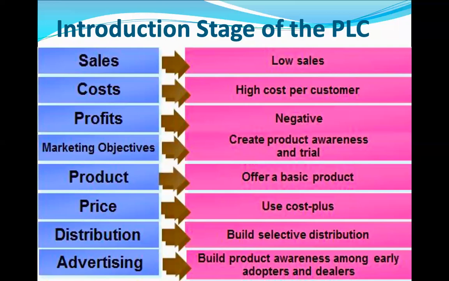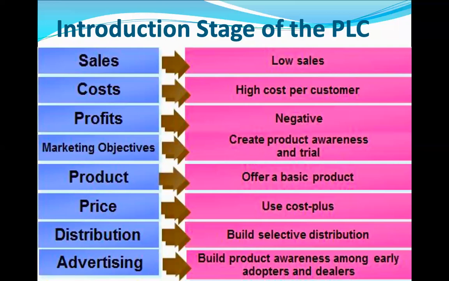Okay, so what should be the marketing objective at this stage? Marketers should concentrate on creating product awareness and trial. This is the stage where the product is not yet known and not so much trusted. And so it is important that marketers at this stage spend a lot more time trying to create product awareness and build confidence in the product offerings that they have for the market. Okay, so what strategies should they use?